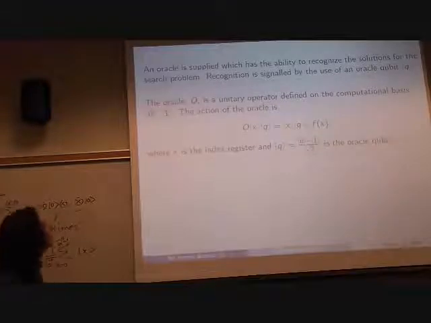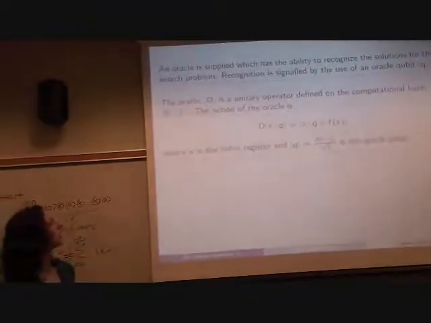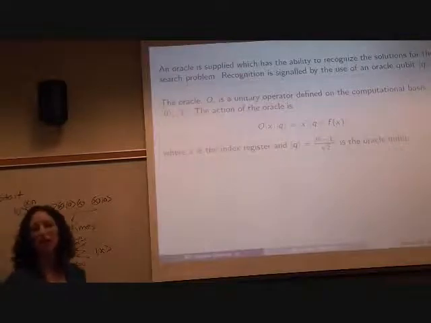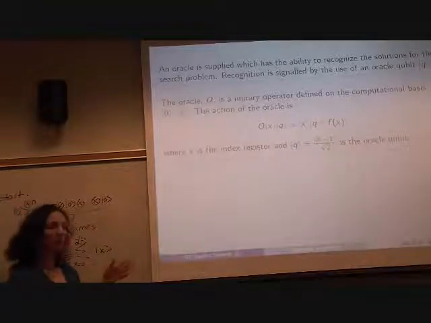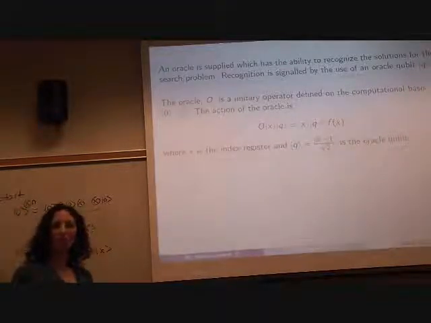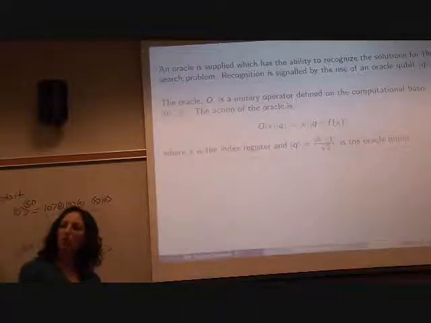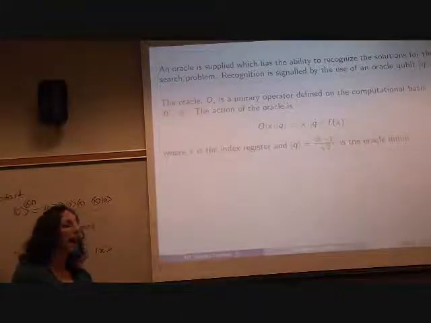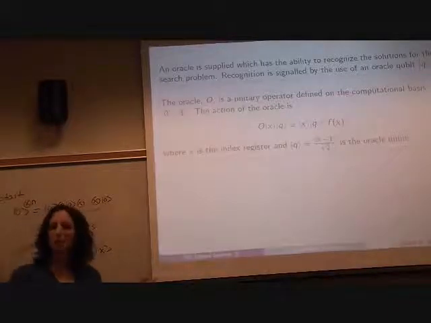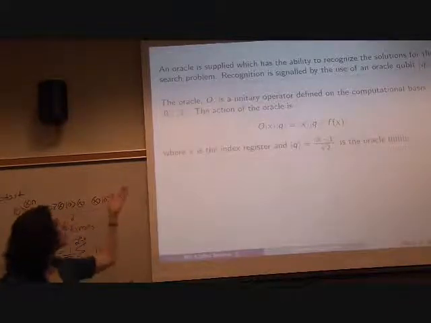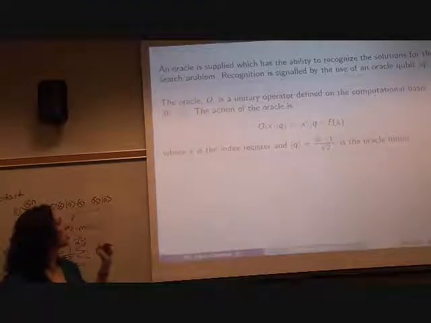And so now what we build up is what we call the oracle. The oracle has the ability to recognize the solutions, and it relies on that function f of x that we mentioned earlier. The oracle is going to be an operator. We view it as a quantum logic gate, right? So it has a matrix formulation or it could have a Dirac formulation. It's a unitary operator defined on the computational basis, 0, 1. And this is what the action looks like.